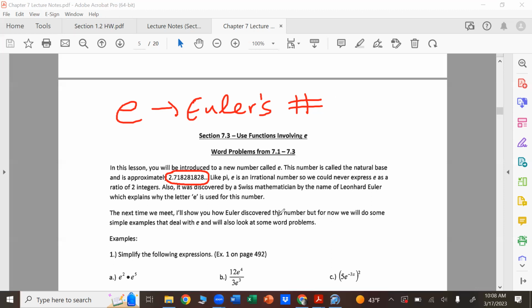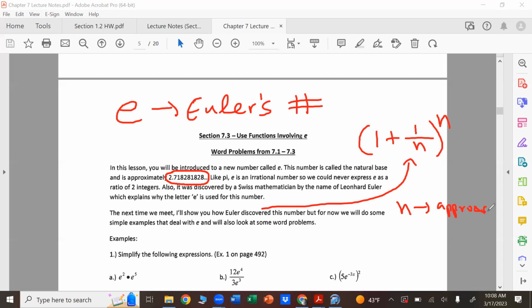So next I'll show you how you discover this number. Actually, I'll show you now how you discovered it. It's kind of a strange phenomenon, but if you have something like this here, 1 plus 1 over n, raised to the n power, and assume n approaches infinity. Well, let me show you right now.